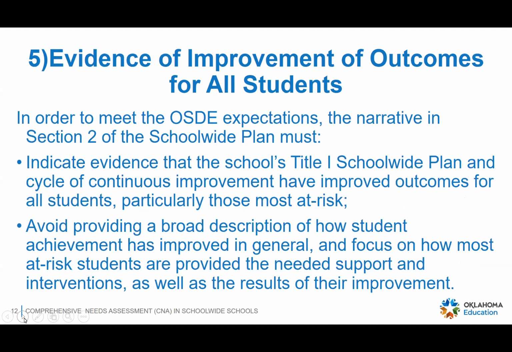The evidence of improvement of outcomes for all students. In order to meet the OSDE expectations, the narrative in Section 2 of the schoolwide plan must indicate evidence that the school's Title I schoolwide plan and cycle of continuous improvement have improved outcomes for all students, particularly those most at risk. The plan must avoid providing a broad description of how student achievement has improved in general and focus on how most at-risk students are provided the needed support and interventions, as well as the results of their improvement.